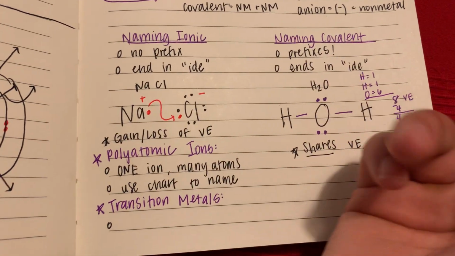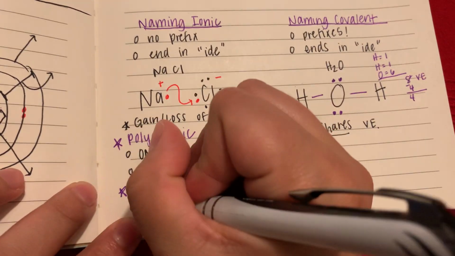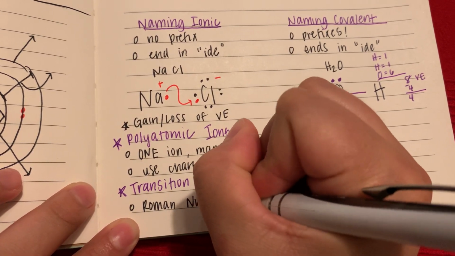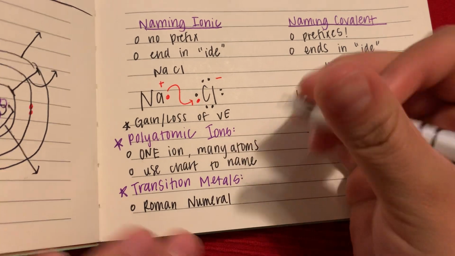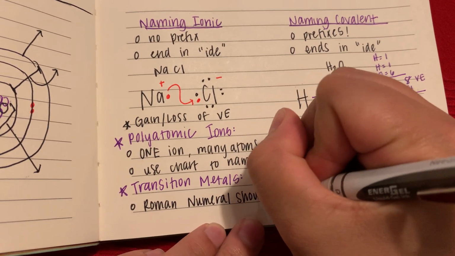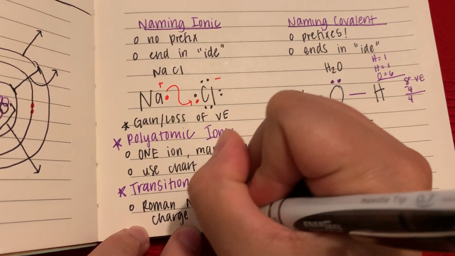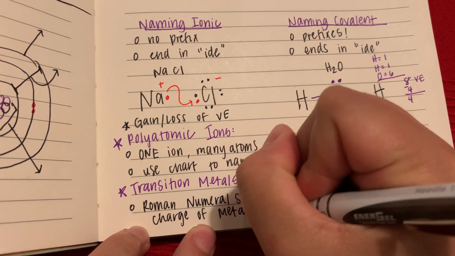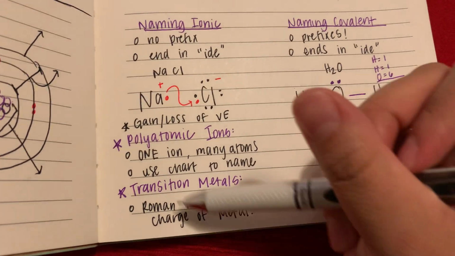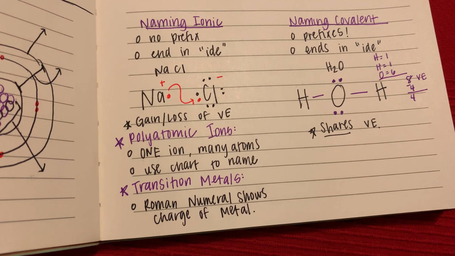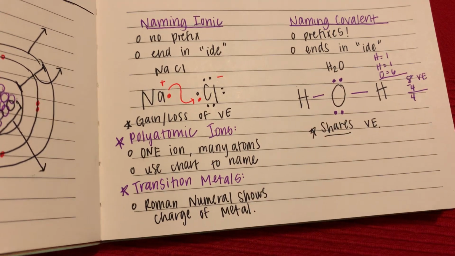Okay. As for the transition metals, what's key about them is that they have a Roman numeral in the middle, right? That shows what? The Roman numeral shows the charge of the metal. Okay. And it applies to the other metals as well. It's usually just the metals that have more than 1 charge, right? You'll see that pattern throughout.